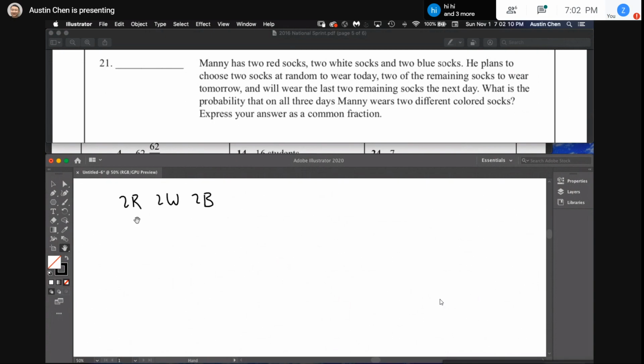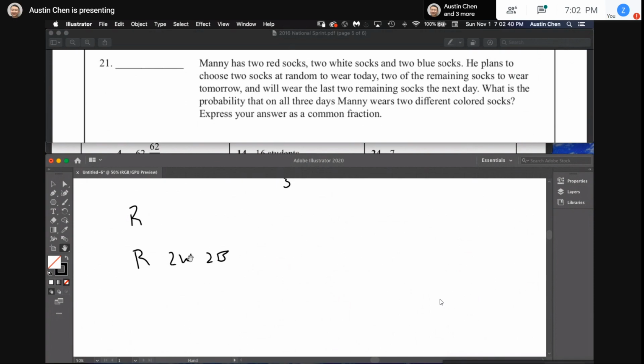Okay. So without loss of generality, we can just assume the first sock Manny picks will be red. And then we will have 1 red, 2 white, and 2 blue. And then what's the problem? So he has to select white or blue to have different colored socks, right? So that probability is just gonna be 4/5. So that's just for the first day of socks, right?